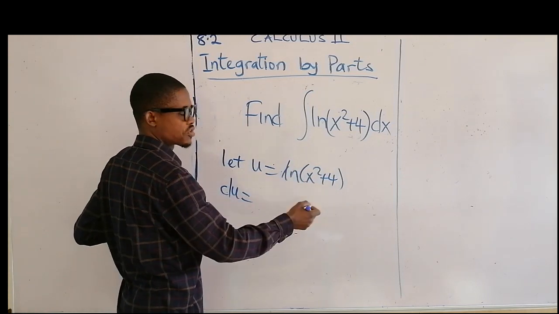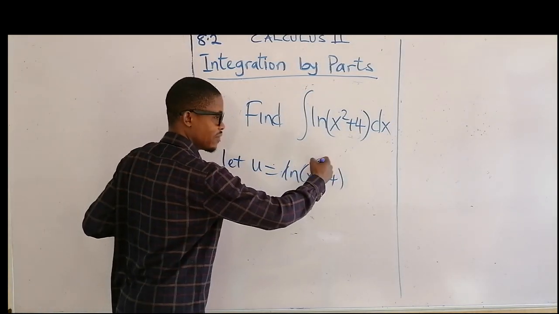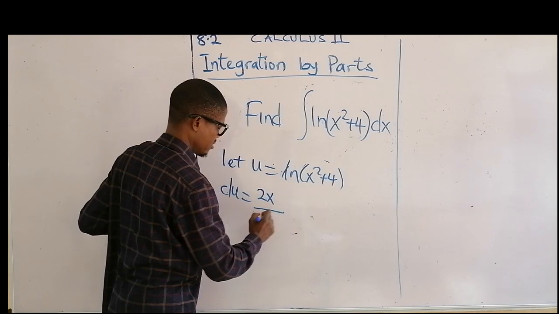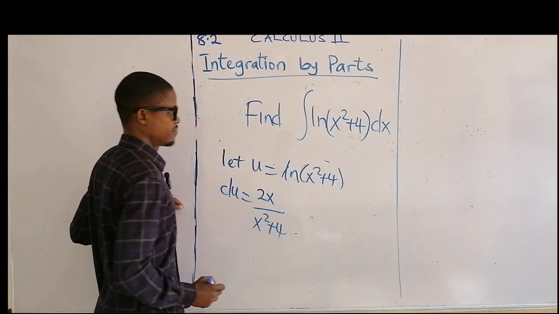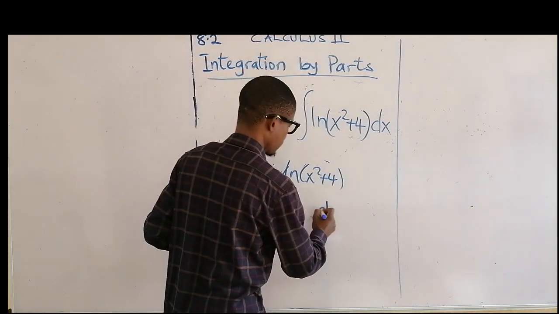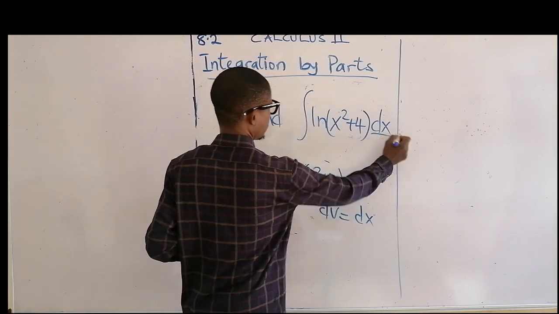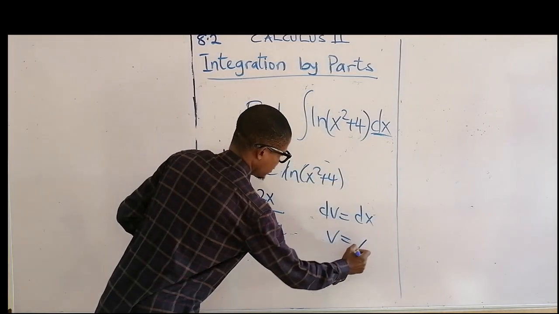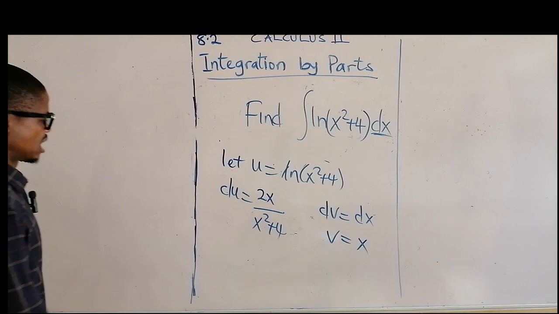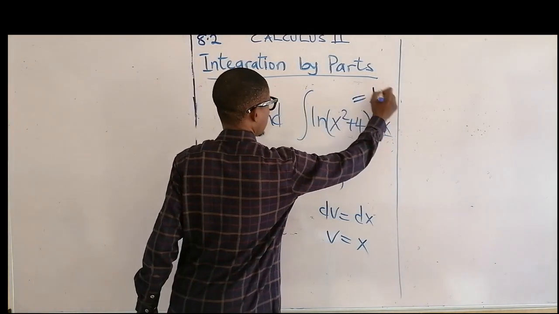When you have ln of a function, you do the derivative of the inner function, which is what? 2x over the function itself. That's that. Then your dv is equal to what? dx. So v is what? Is this. So then the next thing to do now, we can make this one to be I.